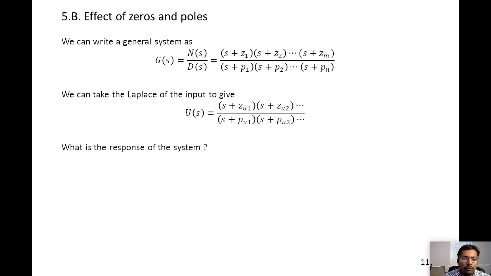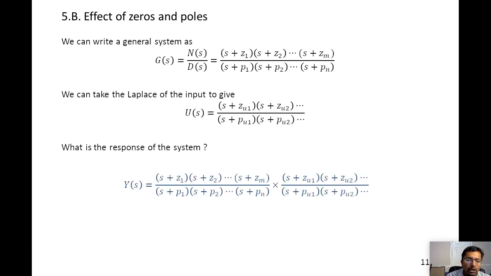And then if you take the input in this format, s plus z sub u1 and so on and so forth, what will be the system? The response of the system, if you recall, is going to be g times u, and so this is the product that we get. So essentially, we have the potential for terms in here canceling out terms in here, and so on and so forth.